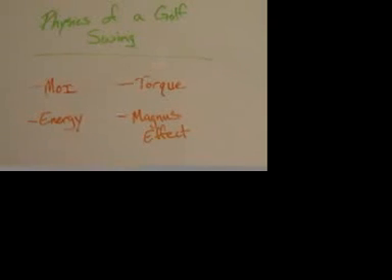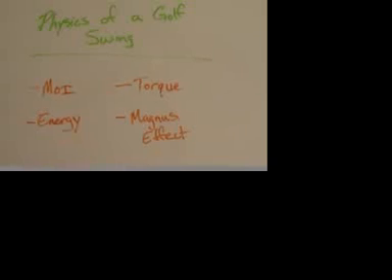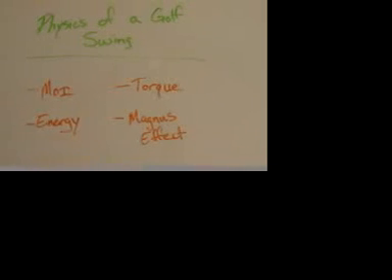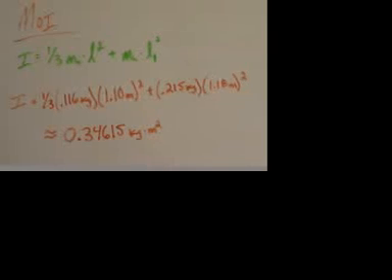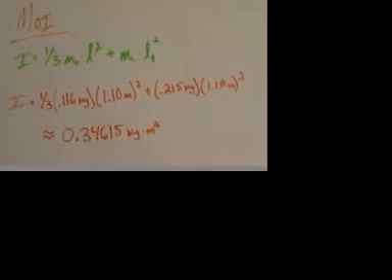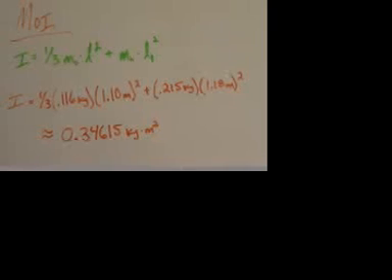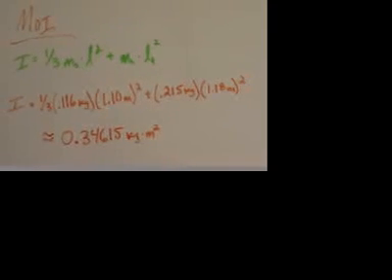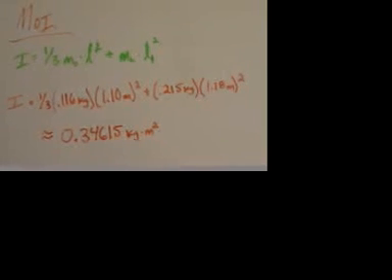Today we'll be talking about the physics of a golf swing, which includes moment of inertia, energy, torque, and the Magnus effect. The moment of inertia is determined by the equation 1/3 mass of the shaft times the length of the shaft squared plus the mass of the head times the total length squared. Our total MOI was 0.34615 kilogram meters squared.